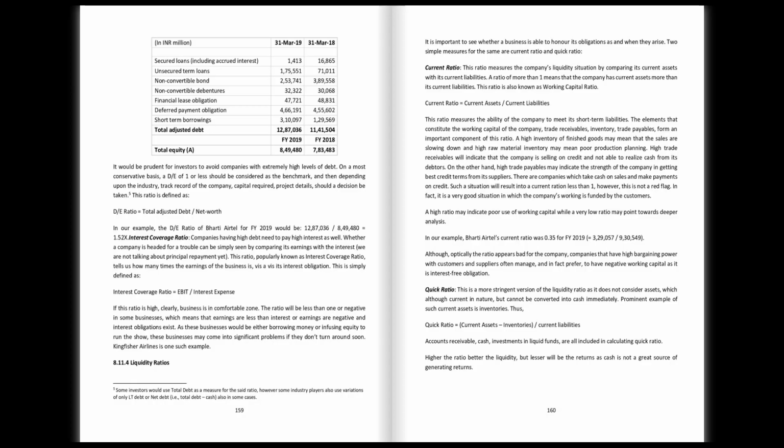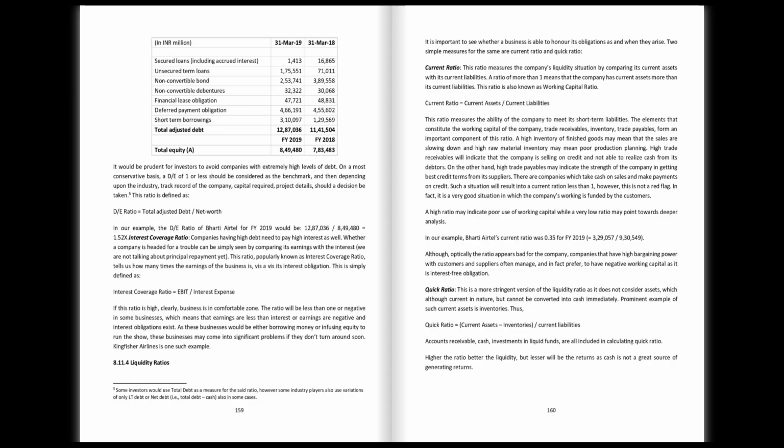If this ratio is high, clearly the business is in a comfortable zone. The ratio will be less than 1 or negative in some businesses, which means that earnings are less than interest or earnings are negative and interest obligations exist. As these businesses would be either borrowing money or infusing equity to run the show, these businesses may come into significant problems if they don't turn around soon. Kingfisher Airlines is one such example.